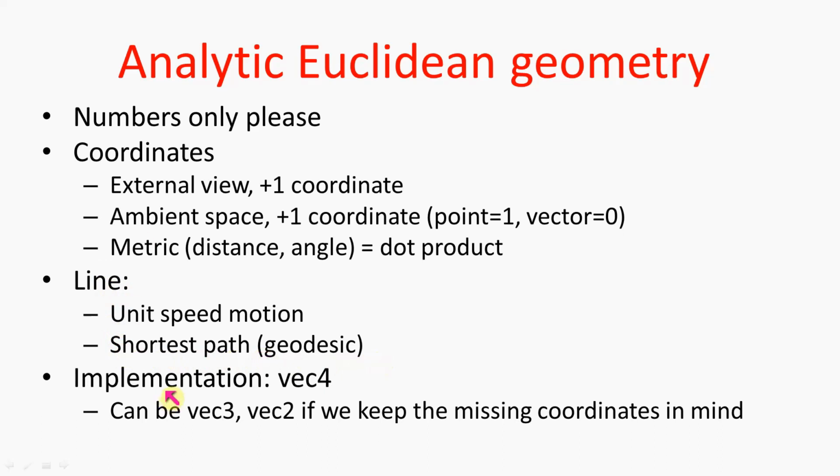Finally, we have seen that on the programming level, we need just a class or structure called VEC4 that is able to store 4 float values representing the 4 coordinates of the ambient space. Sometimes we get rid of the extra coordinates, so this VEC4 can be VEC3 and even VEC2 if we handle the missing coordinates implicitly. So this really concludes this chapter.